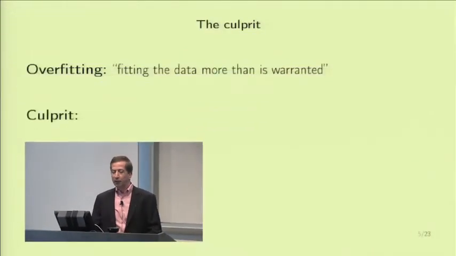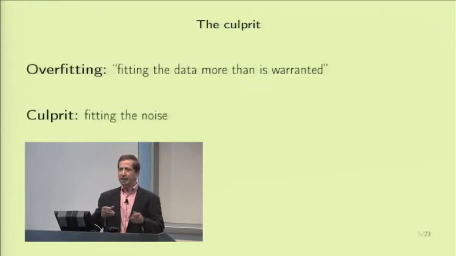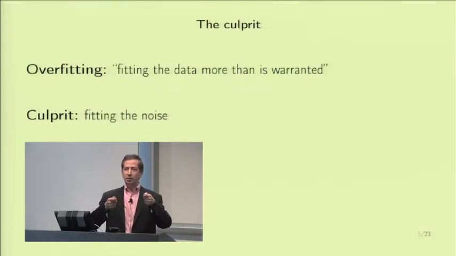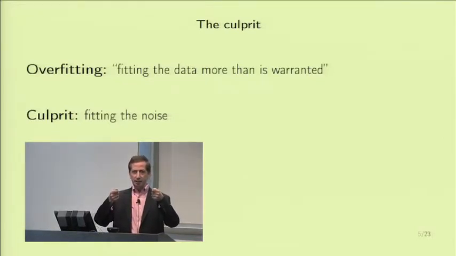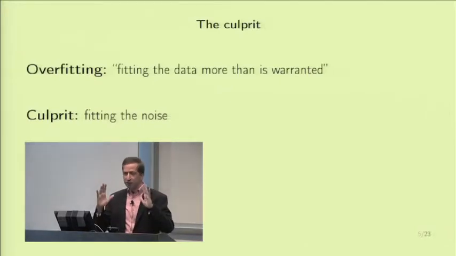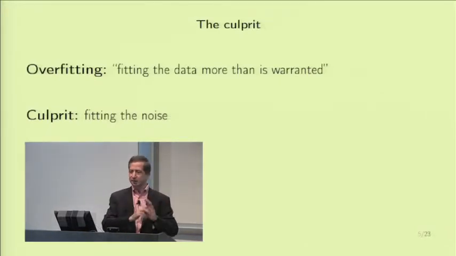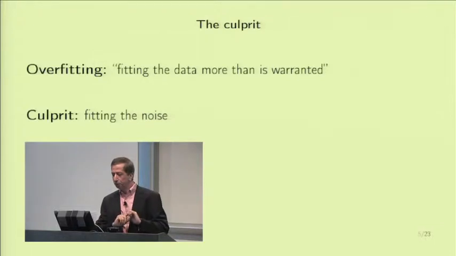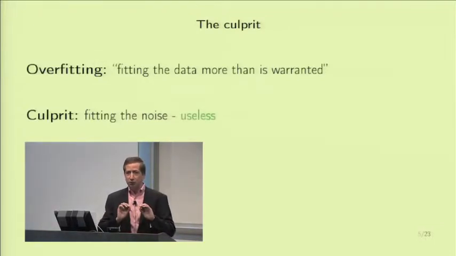So why does this happen? What is the culprit? The culprit in this case is that you are actually fitting the noise. The data has noise in it, and you are trying to look at the finite sample set that you got, and you are trying to get it right. In trying to get it right, you are inadvertently fitting the noise. So it is understood that this is not good. At least it's not useful at all.